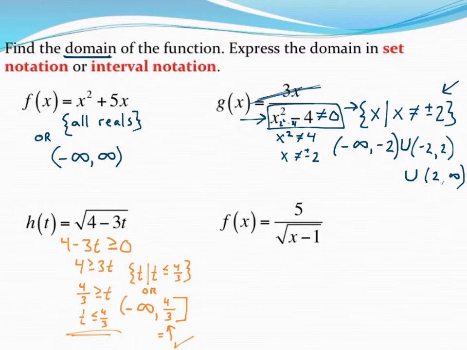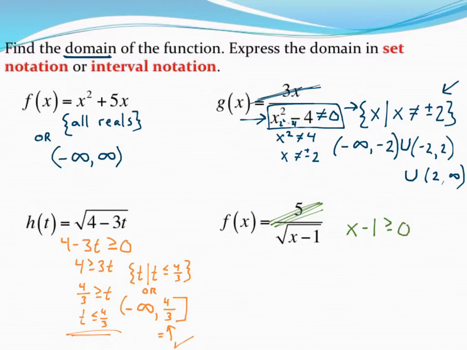Alright, and then we've got one last one I want to take a look at. This time we want to be very, very careful because there's a couple things going on. Firstly, I don't care about the numerator, remember, not for domain. So all I want to make sure of, well, I'm dealing with a square root, so just like last time, my x minus 1, what's underneath the radical, has to be positive. It has to be greater than or equal to 0.